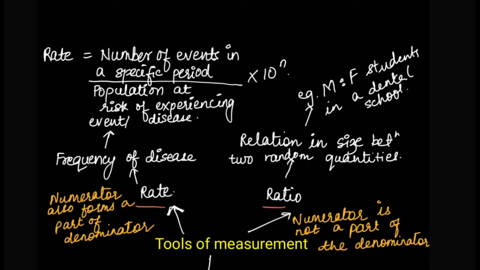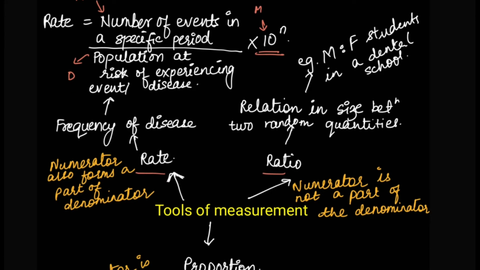So there is a specific period that is decided, so these many events happened, divided by the population at risk experiencing the event or disease, into 10 raised to n, which is basically a multiplier. So this is your numerator, this is your denominator, this is your multiplier. Now the numerator also forms a part of the denominator in this case.